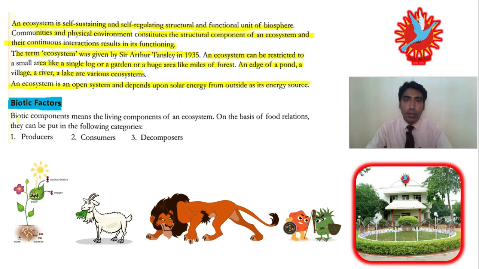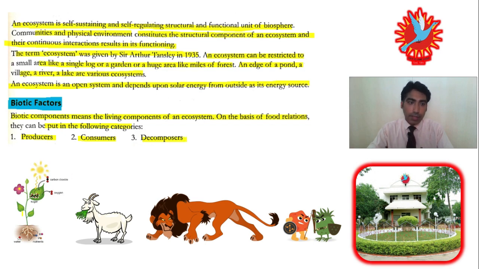First we will discuss the biotic factors, which are the living components of an ecosystem. So biotic components means the living components of an ecosystem. On the basis of food relations, they can be put into the following three categories. What are these categories? First, producers, second, consumers, and then decomposers.